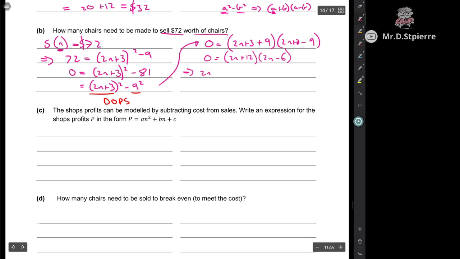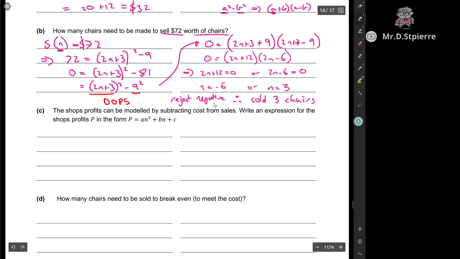It follows that 2n plus 12 is equal to 0 or 2n minus 6 is equal to 0, so we get n is equal to negative 12 divided by 2, which is negative 6, or n is equal to, add the 6 to the other side, 6 divided by 2, which is 3. We reject a negative answer. We can't sell a negative amount of chairs. Reject negative. Therefore, 3 chairs were sold.